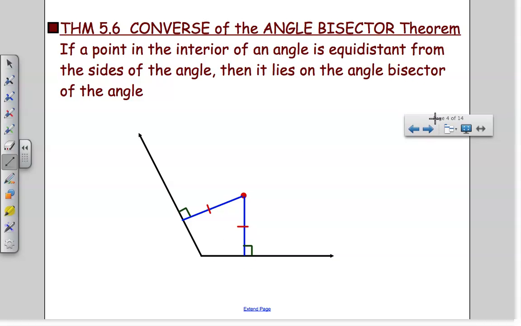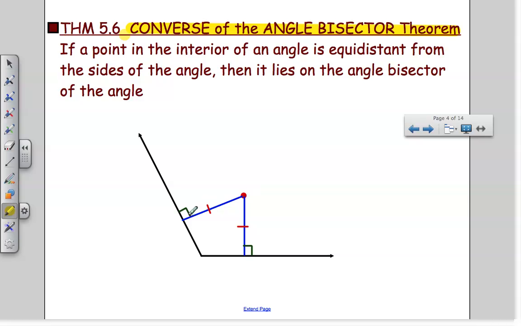On the next slide, we just have the converse of this theorem, which we know switches around the if and the then. So here we have, if you have a point somewhere in the interior of an angle, somewhere inside this angle, and that point in the interior is equidistant from the sides, which this point is, because I see that we have tick marks on these segments that are going at a right angle, or perpendicular, to both sides. So I fulfilled the hypothesis: I have a point in the interior of an angle that is equidistant from the sides of the angle. Then, what do you know? Then this point lies on the angle bisector of the angle.